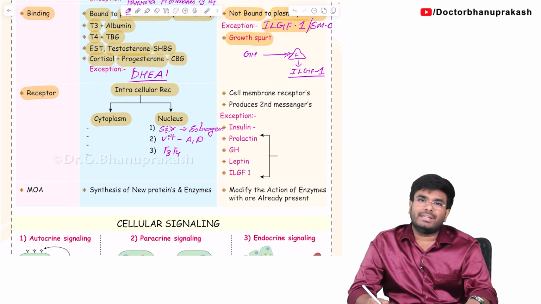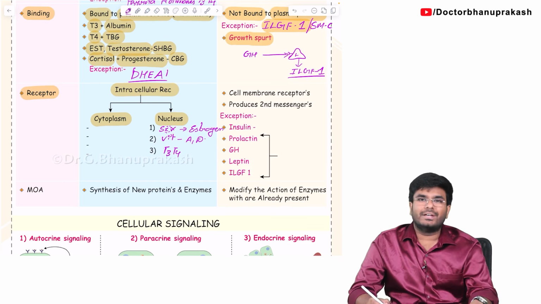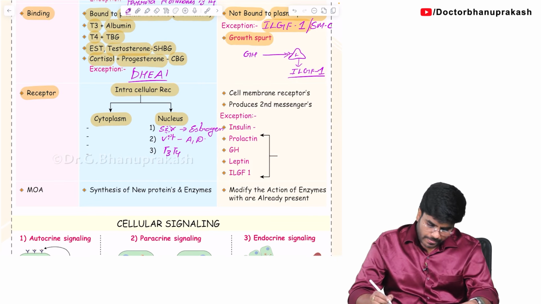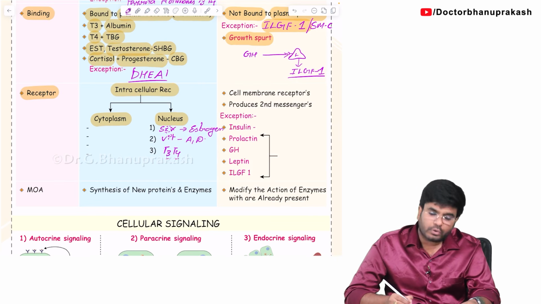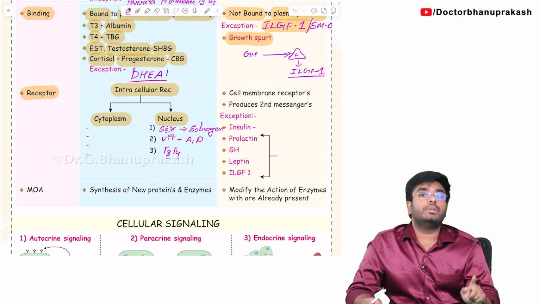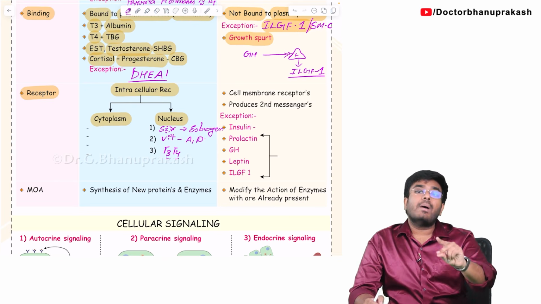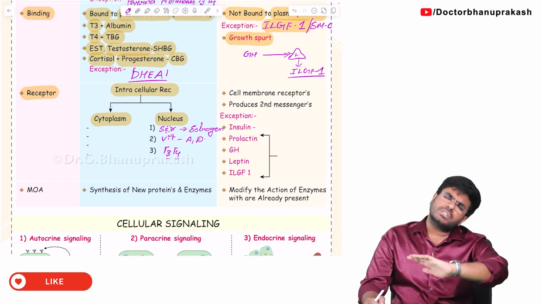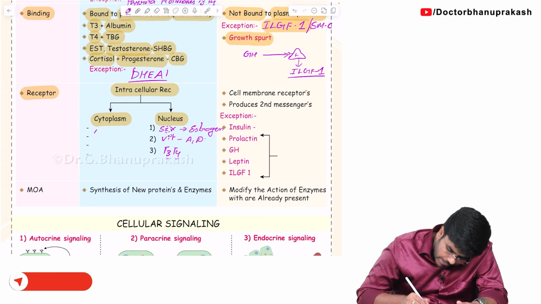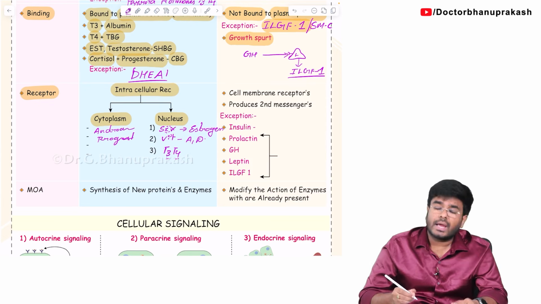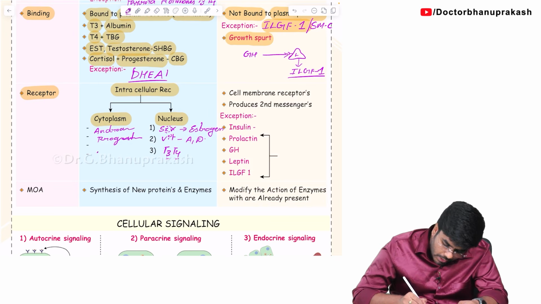And vitamin A and D. Even though they are not hormones, I am still telling here, vitamins A and D also have the intranuclear receptor. And thyroid hormones, T3 and T4, these are the thyroid hormones, they have the receptor within the nucleus. So estrogen and thyroid hormones have intranuclear receptors, but all other lipid soluble hormones, like androgens, or you can say testosterone, progesterone, androgens like testosterone, progesterone, aldosterone.